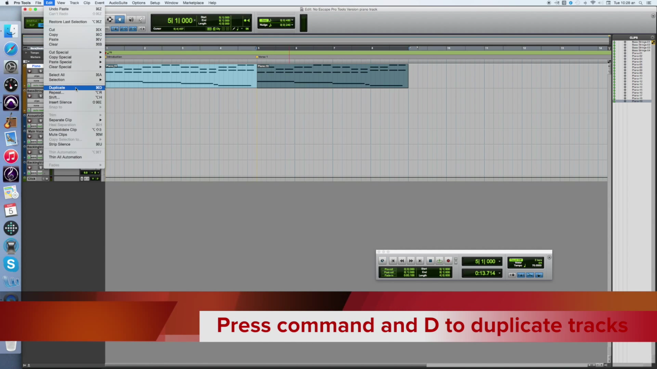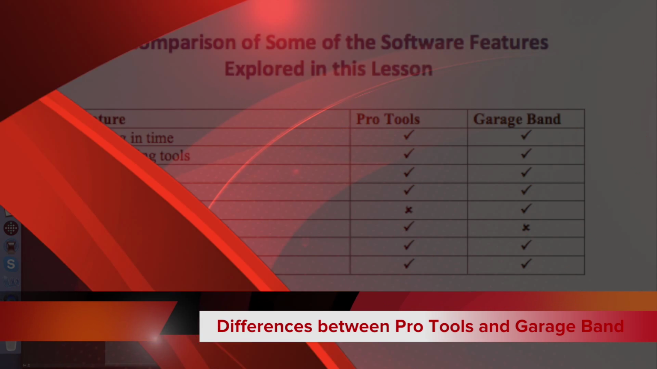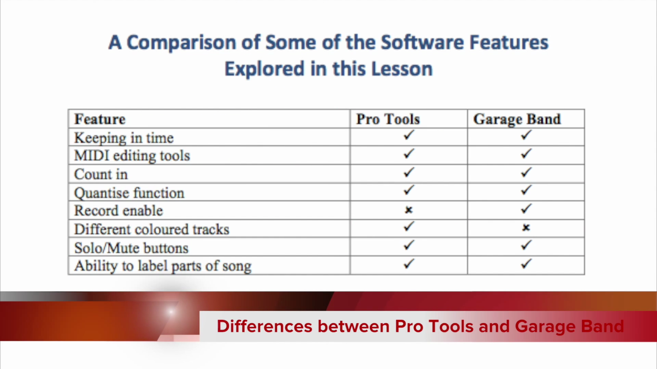In Pro Tools, you can also duplicate tracks. Highlight the track, go to the Edit menu, choose Duplicate or Command D.